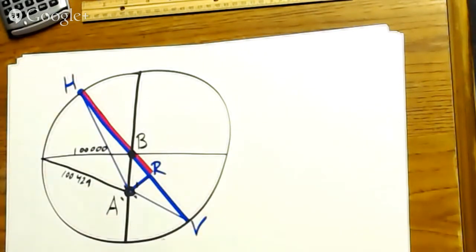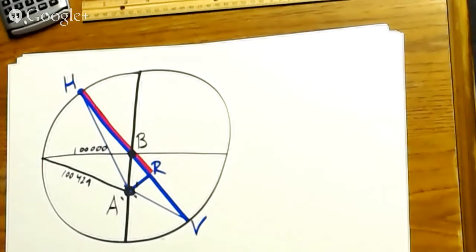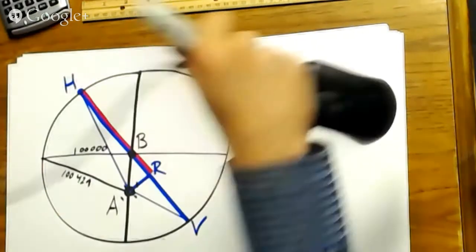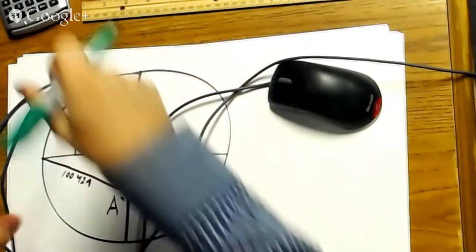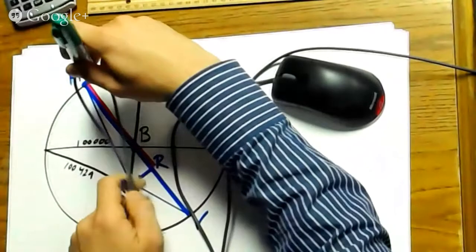So to do that, let me grab something used as a compass. I want to draw this one pretty accurately. Well, good as it's going to get.